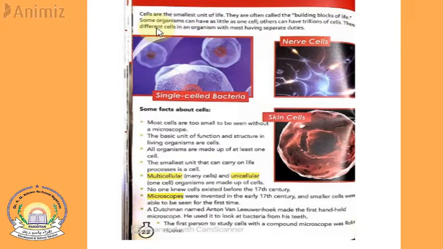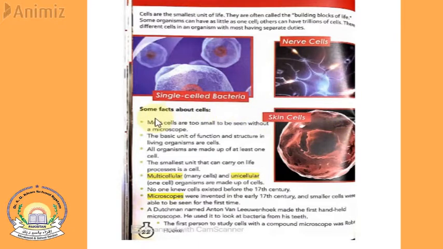There are different cells in an organism, with most having separate duties. All the cells have separate duties to perform in a living organism. Let's see what these duties are that are performed by different cells in different organisms. There's single-celled bacteria, there's nerve cells, there's skin cells. All have these different duties to perform.